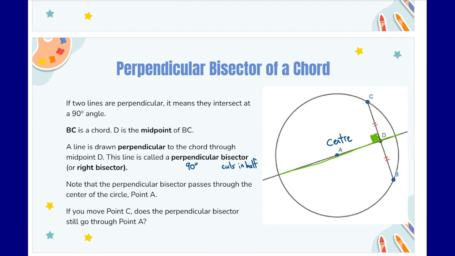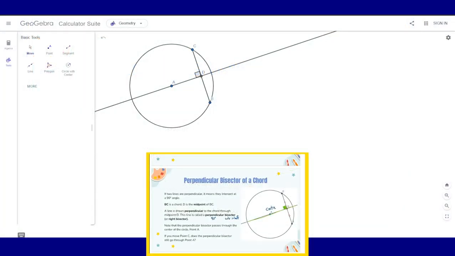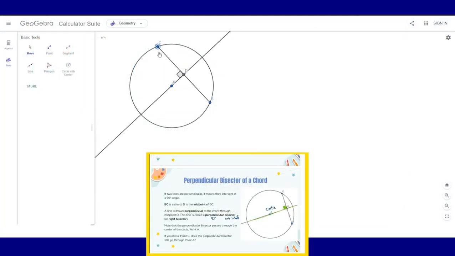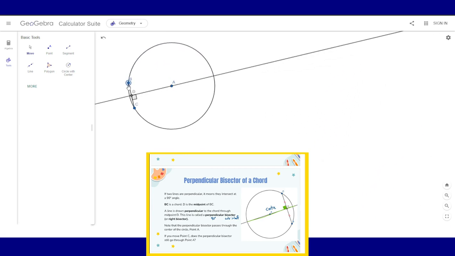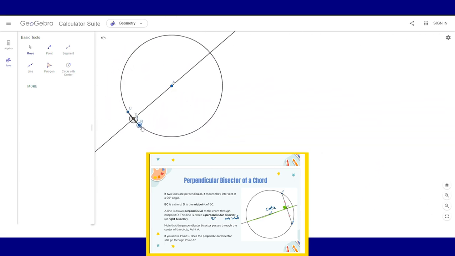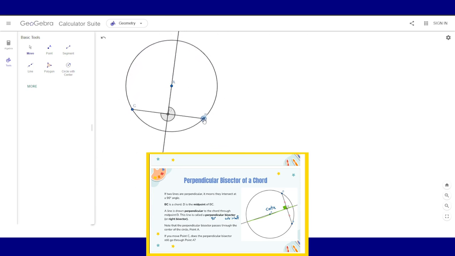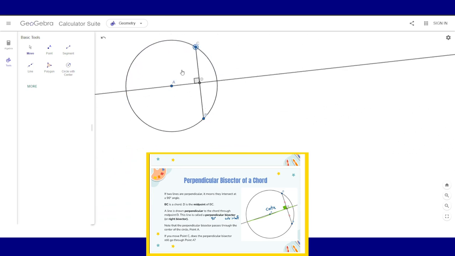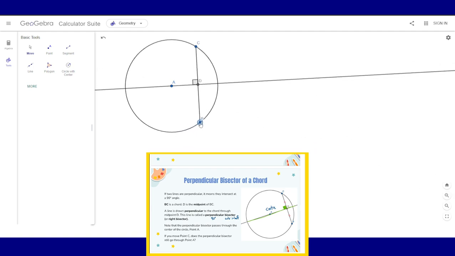Now what happens if we move point C or point B? Does the perpendicular bisector still go through that point? Well, let's go to our investigation. Let's take a look. If I move point C around, nope. It seems that it doesn't matter where point C is or point B. It doesn't matter how it's located. If I move one of those points, any chord that's met with a perpendicular bisector is always going to run through the center.